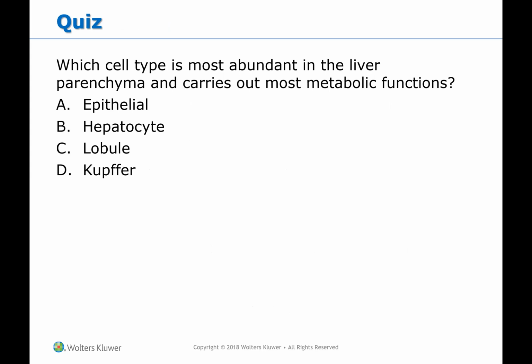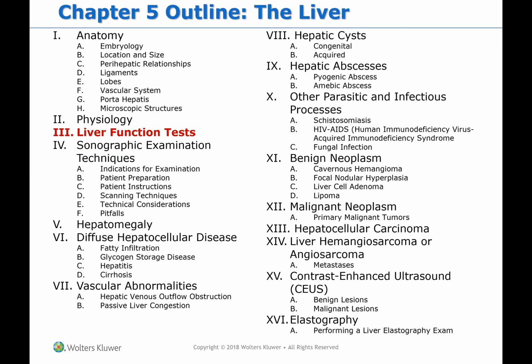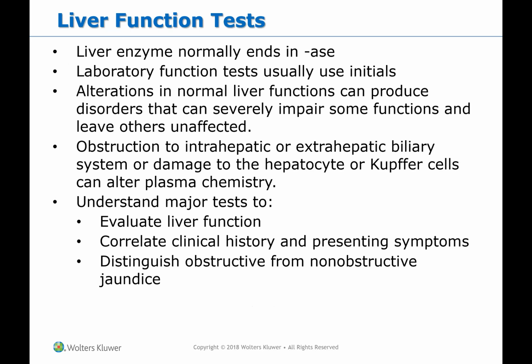So which cell type is most abundant in liver parenchyma and carries out the most metabolic functions? If you said B, hepatocyte, you're correct. A little bit about liver function tests. Liver enzyme normally ends in ACE. Laboratory function tests usually use initials. Alterations in normal liver function tests can produce disorders that can severely impair some functions and leave others unaffected. To understand major tests to evaluate liver function, correlate clinical history, presenting symptoms, and distinguish obstructive and non-obstructive jaundice.